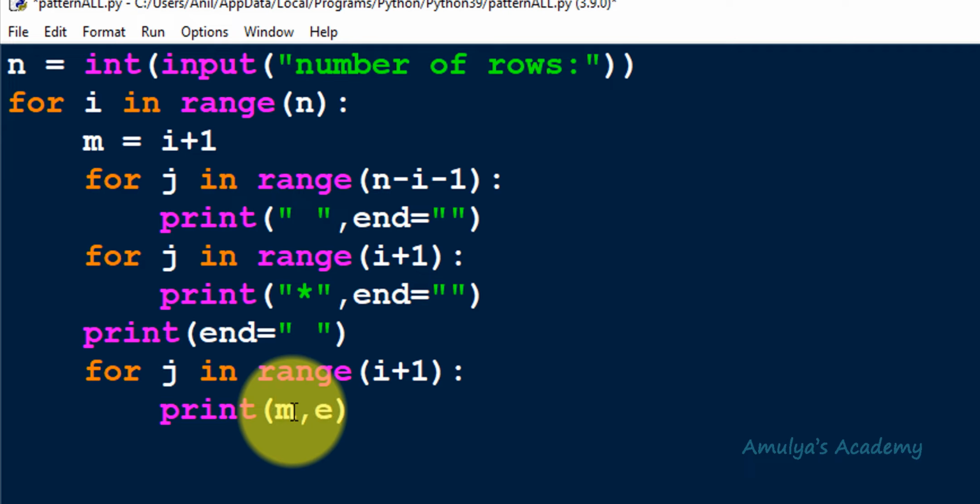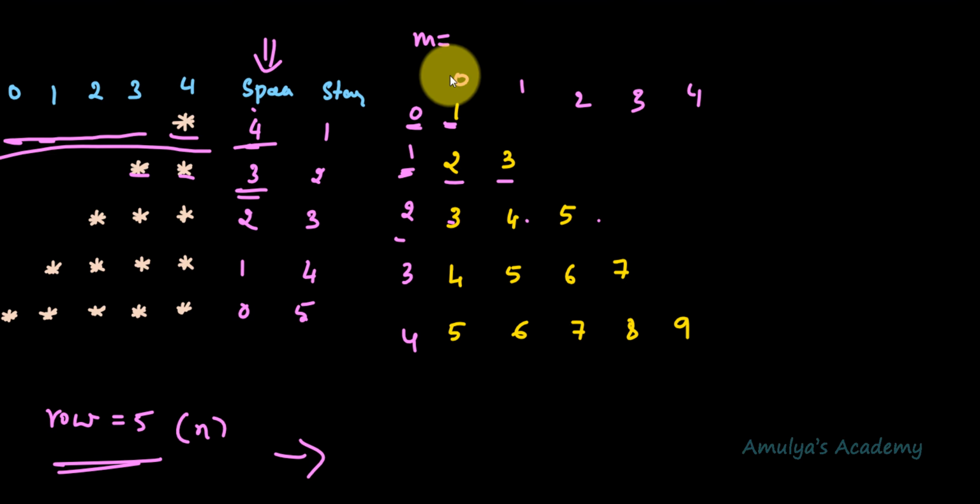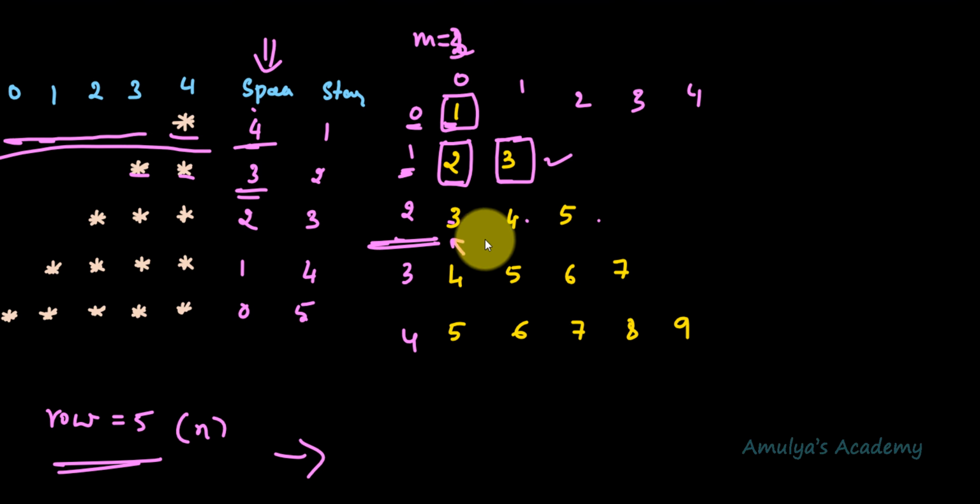Now why am I doing this? If I take m as i plus 1, so when i is 0, m value will be 1. So first I'll print that. Next, when i value is 1, m value will be 2. So it will print that. After that, inside the for loop, I took m equal to m plus 1. So m value becomes 3. So it will print that. Now again, when i is 2, m value becomes 3. So first it will print that. Next, I took m equal to m plus 1, so that it will print 4 and 5 in the next iterations.